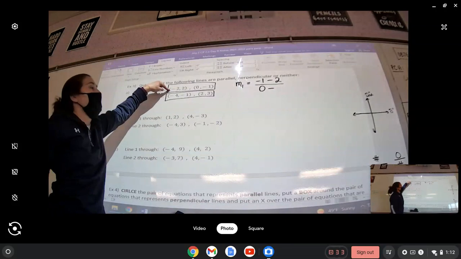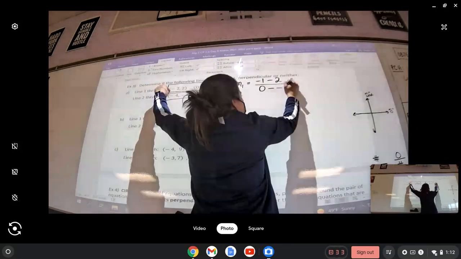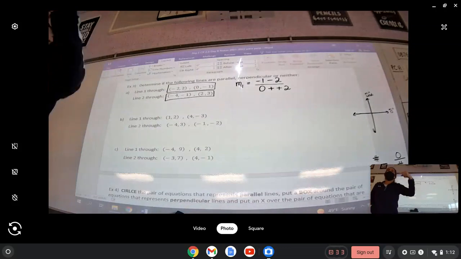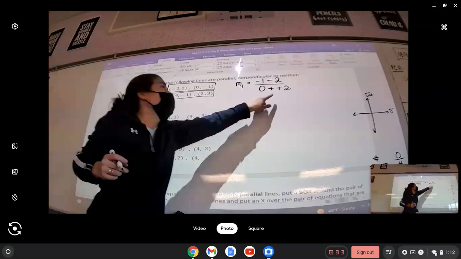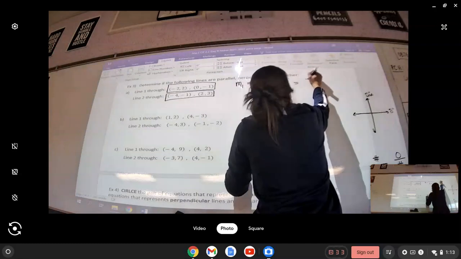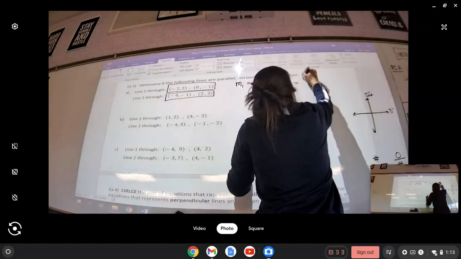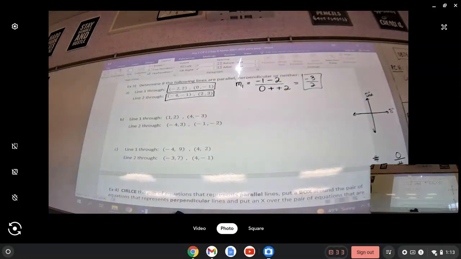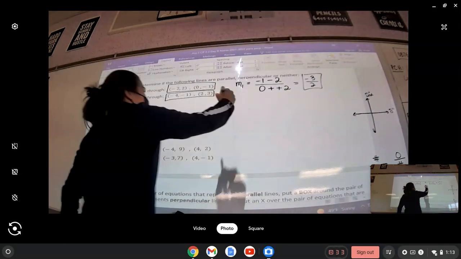What's the next x? -2. Guys, what happens when you minus a -2? Plus. So slope always starts as subtraction, but it might turn into addition when you subtract a negative number. All right, we're going to get what? -3 over +2. It doesn't reduce, so we're good. That's his slope.